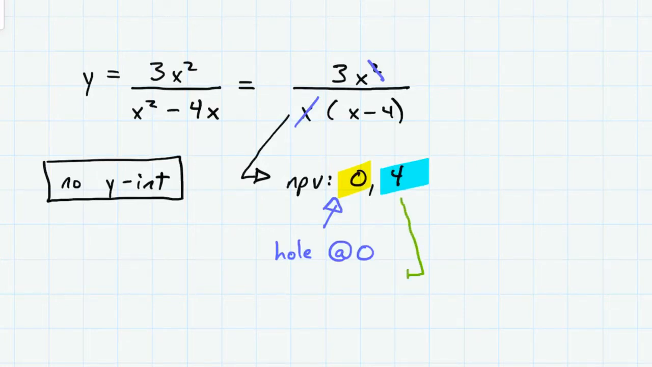Okay, the other non-permissible value 4 comes from the factor x minus 4. Because the x minus 4 didn't cancel, then I know we're going to have a vertical asymptote at x equals 4, and it's a vertical asymptote. So we can sketch those.